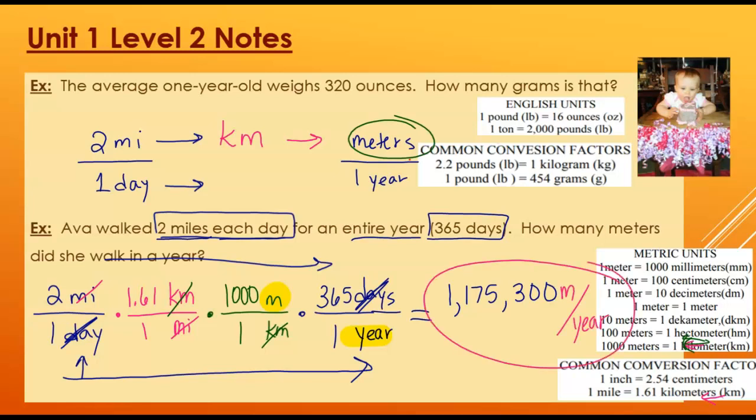So if Ava walks 2 miles each day, or I'm sorry, for an entire year, she really is walking 1,175,300 meters in that year. That's a lot of walking.